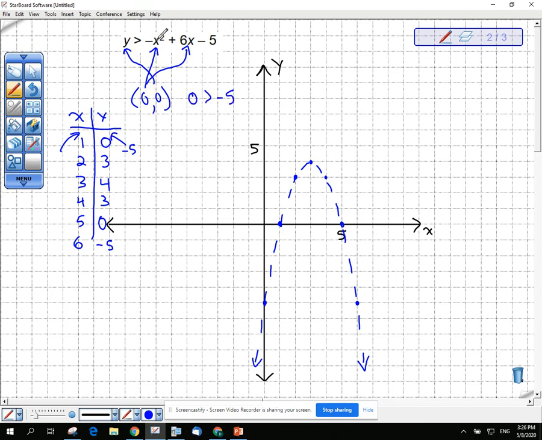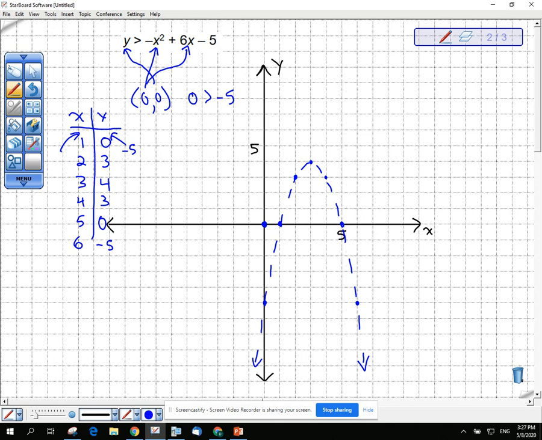I plug 0 in for here and here. This whole thing becomes 0. Minus 5 would be negative 5. Is 0 greater than negative 5? Yes, it is. Therefore, the origin, which is here, is part of the solution set. So all of our solution set is everything out here and nothing that's inside.